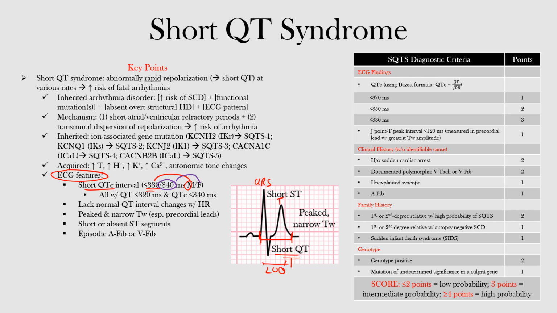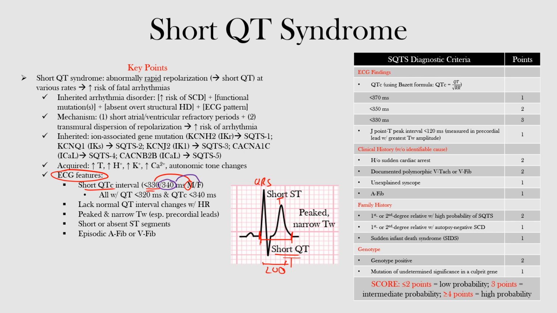Now, regardless of the genotype, nearly all have been shown to have a QT interval of less than 320 milliseconds and a QTc interval less than 340 milliseconds. Okay. Now, another clue for short QT syndrome is that patients tend to demonstrate fixed QT intervals over a range of heart rates. In other words, they lack normal QT interval changes with heart rate.